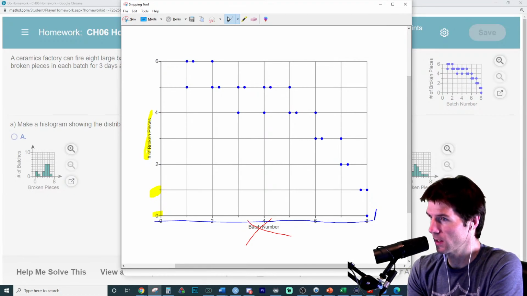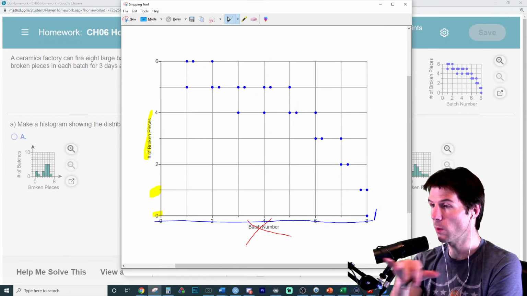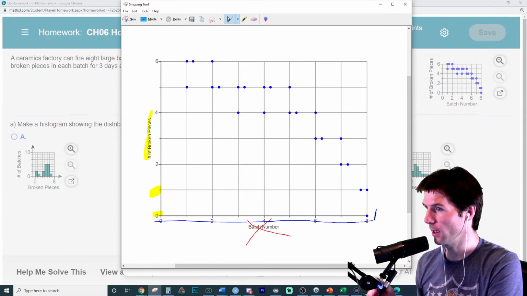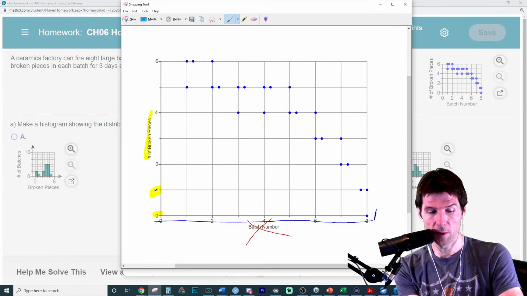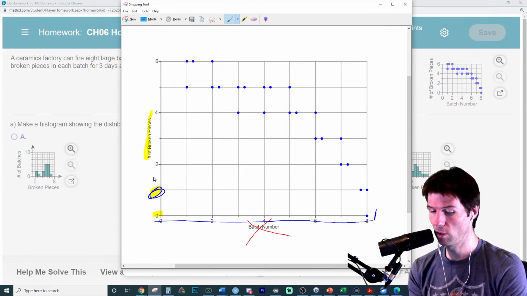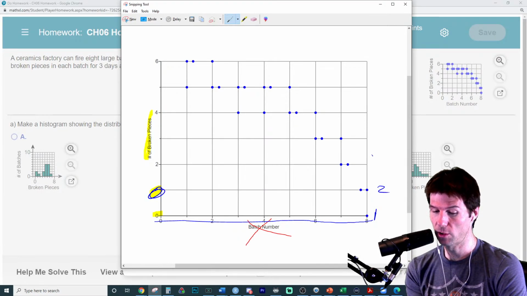So you're just tracing across and saying how many of the batches, because we're just looking at the Y variable right here. These are the values of Y. When you look at the value of Y, there are how many batches with 1 broken piece? The 1 broken piece is over here, and there are 2 batches with 1 broken piece. There are 2 batches with 2. There are 3 batches with 3. There are 5 batches here.